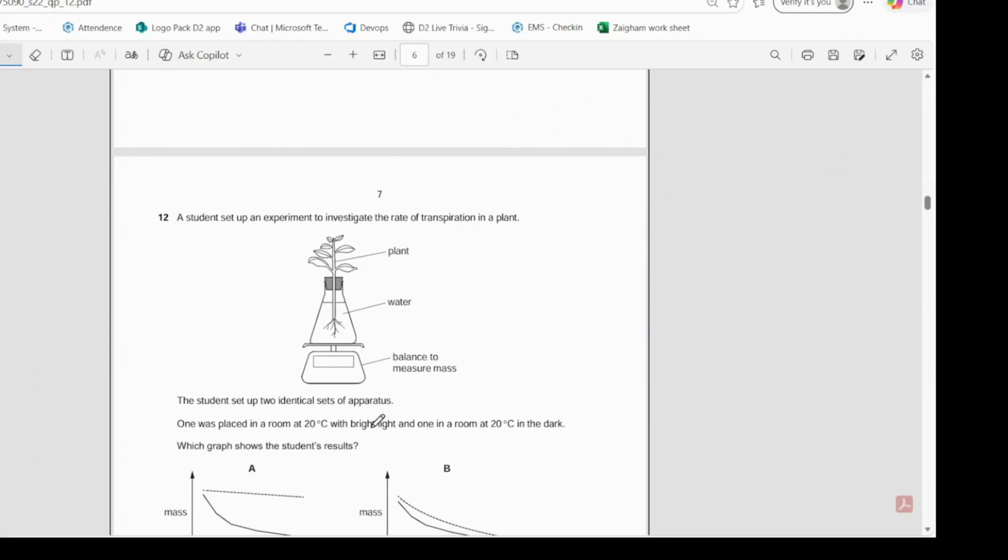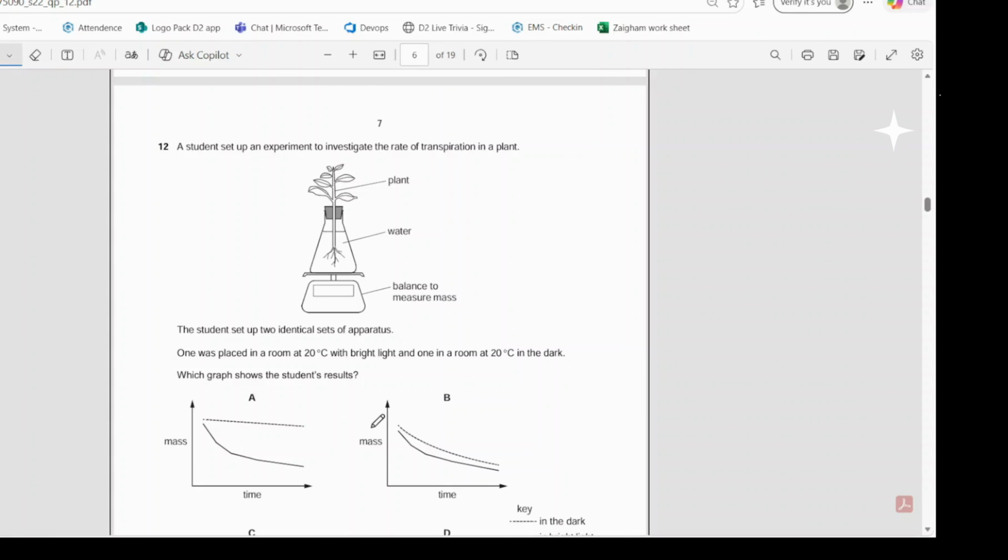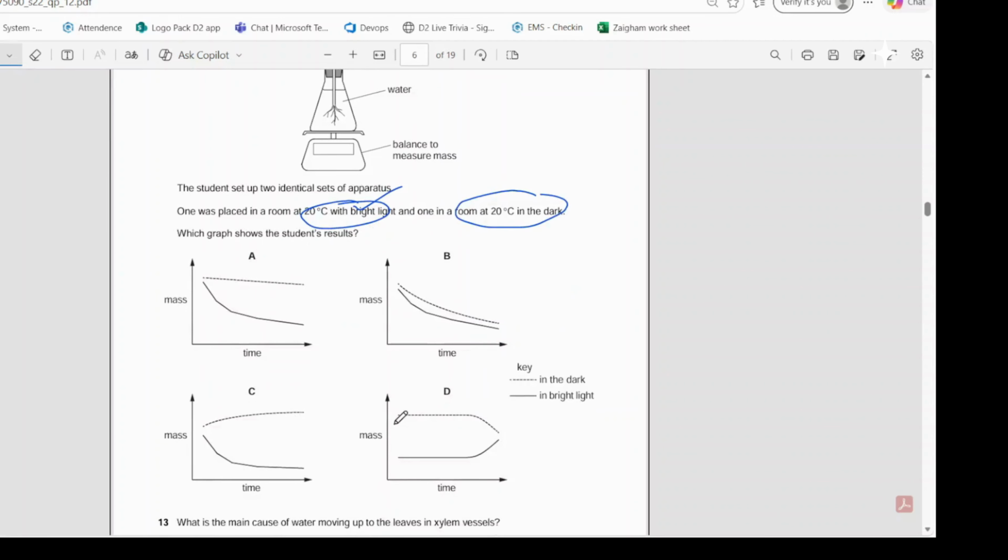Okay. A student set up an experiment to investigate the rate of transpiration in a plant. So what do you think? What would happen to the mass? Would it increase or decrease over time? If it's placed in a bright room, first of all, tell me whether the mass would increase or decrease. The mass would decrease. And what would happen in darkness? It would be the same. So according to this, which graph is correct?